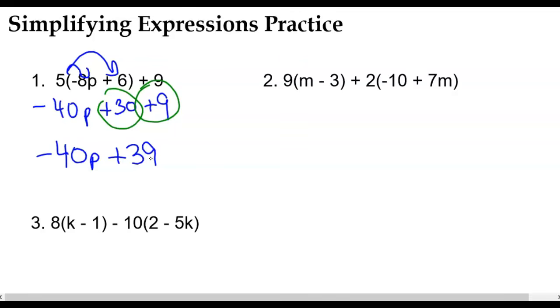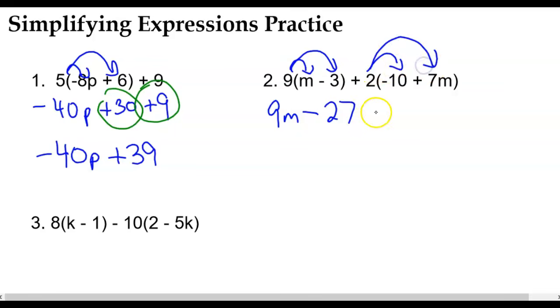And now I want to multiply 9 times m and 9 times negative 3. I get 9m minus 27. Now this is a positive 2. Positive 2 times negative 10, that's negative 20, so I'm going to write it as minus 20. Positive 2 times positive 7m is positive 14m.